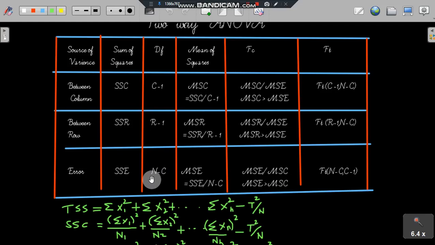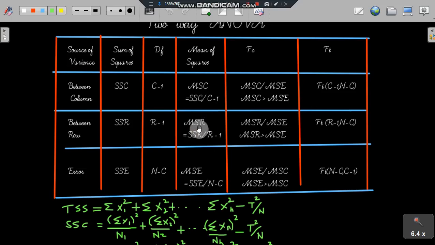When we do the problems I will discuss, here c implies the number of columns in the given problem. Then the mean of squares: this is nothing but mean square column wise. The formula is SSC, sum of squares column wise, divided by the corresponding degrees of freedom, C minus 1.